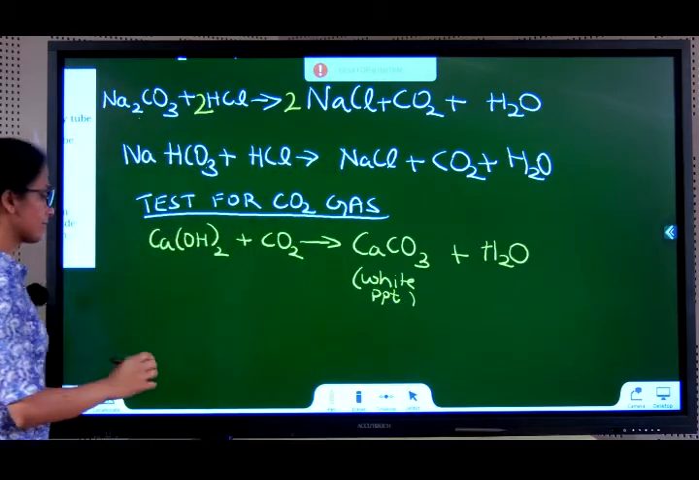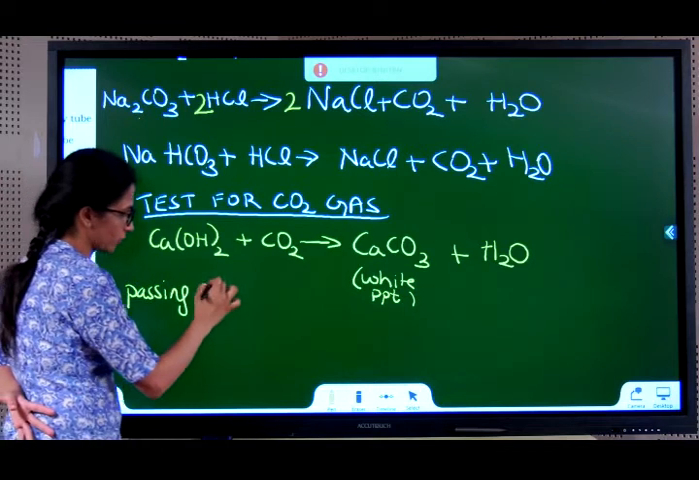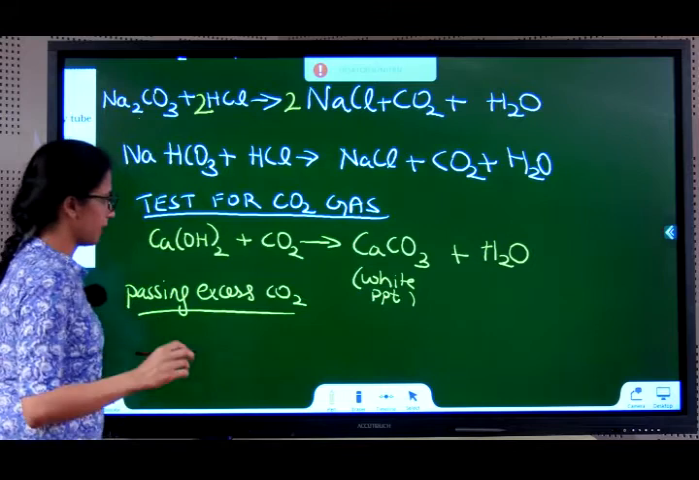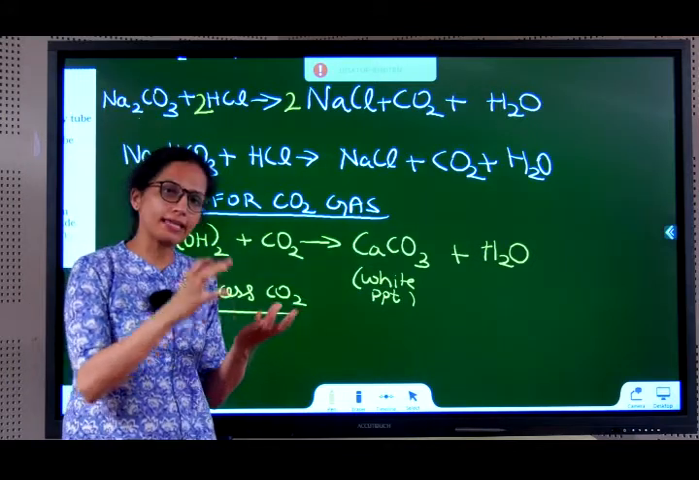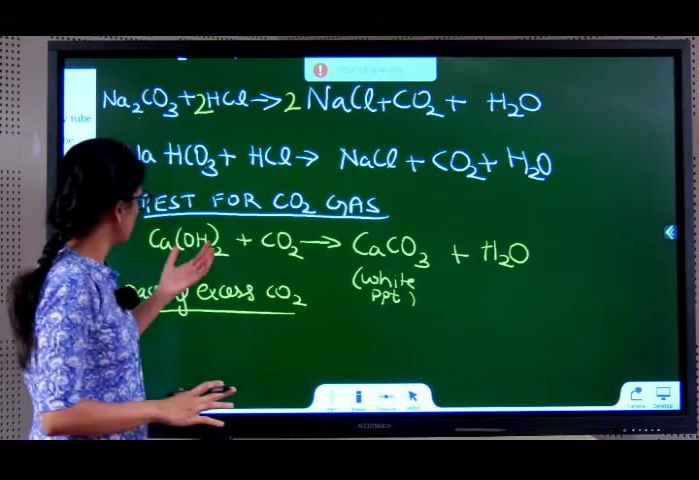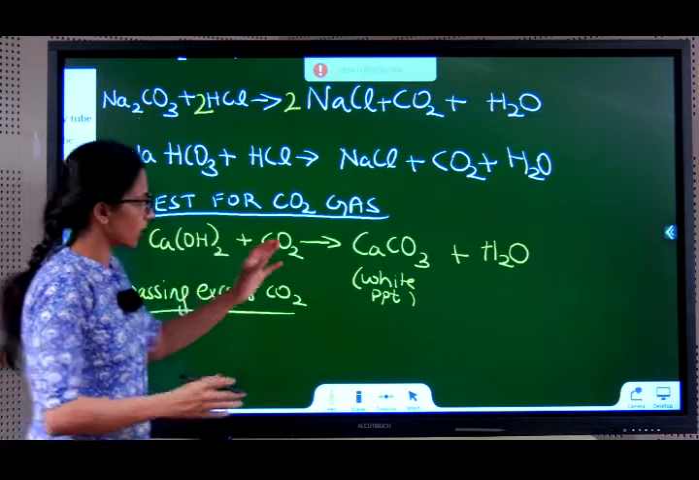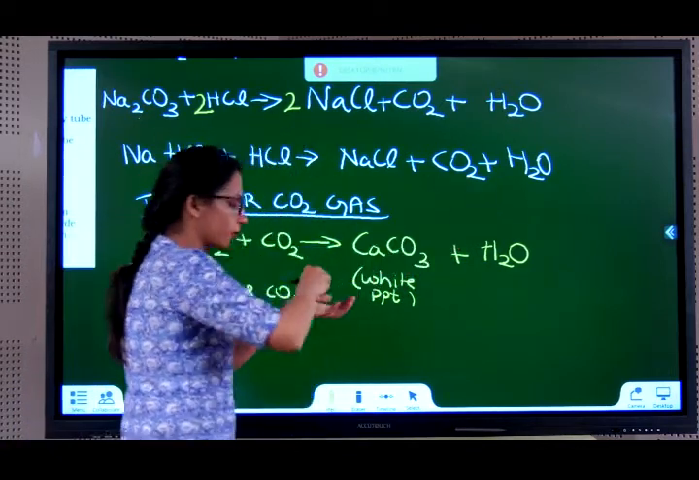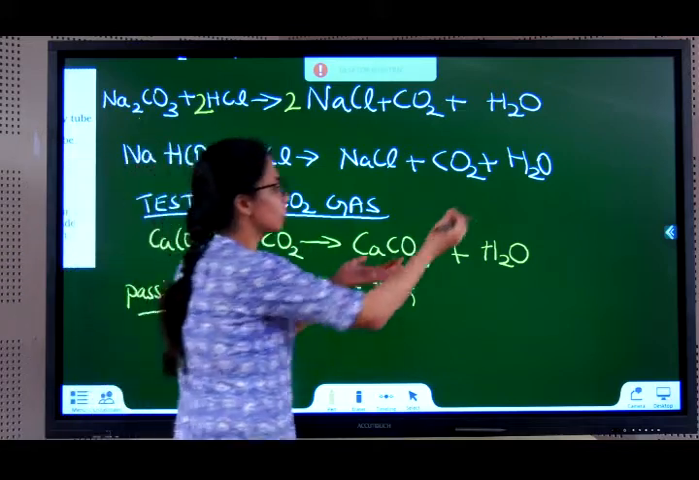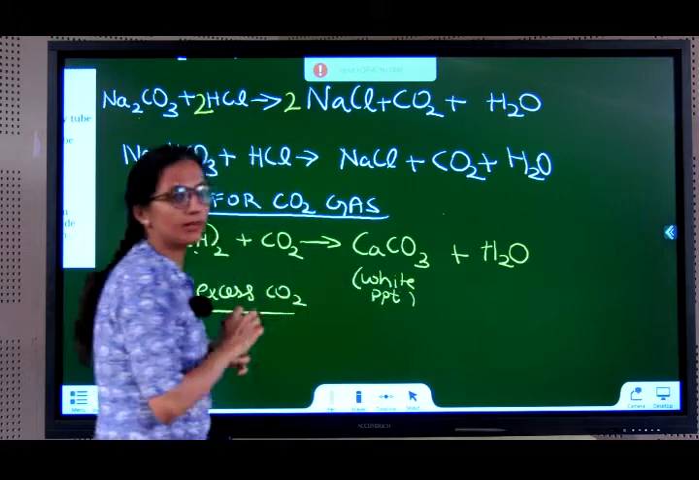Now, suppose you pass excess CO2. That means what? You have passed CO2 and Ca(OH)2, all the Ca(OH)2 got converted to CaCO3. No more Ca(OH)2 is there. What will happen next? Any more carbon dioxide I pour is not going to react with this because it's not there. So what does it react with? Carbon dioxide is going to go into a solution of CaCO3 and water.